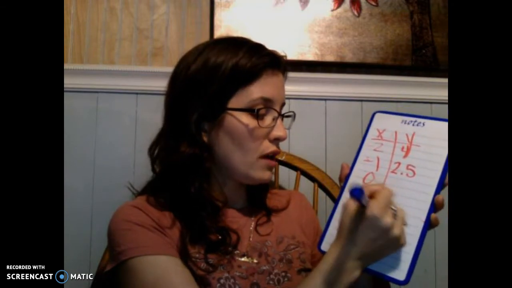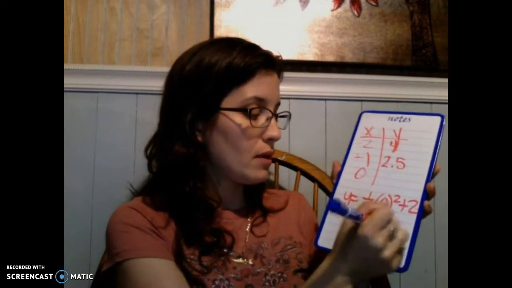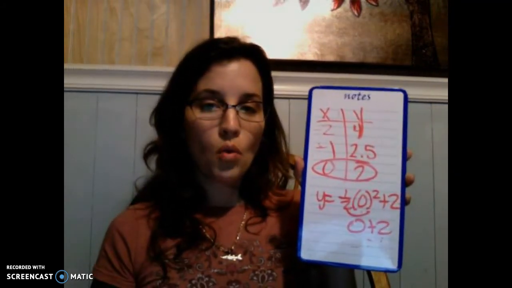All right, now we'll do 0. y is equal to 1/2 times 0 squared plus 2. This whole thing becomes 0 plus 2 is 2. Again, there is my y-intercept.